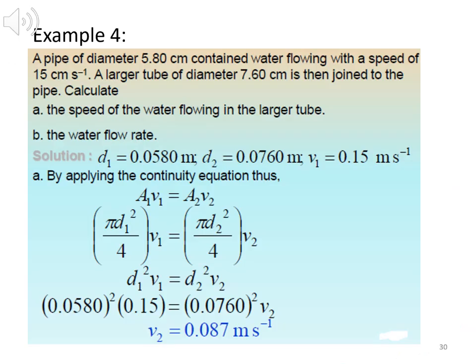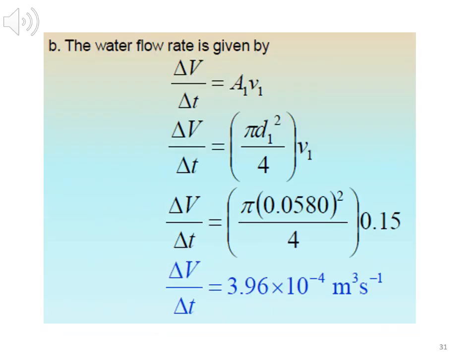Example 4 shows a pipe of diameter 5.80 cm containing water flowing with a speed of 15 cm per second. A larger tube of diameter 7.60 cm is then joined to the pipe. Calculate the speed of the water flowing in the larger tube and the water flow rate. Hence, by applying the continuity equation A1v1 equals A2v2, you will get the velocity or speed in the larger tube. While the water flow rate is given by ΔV over Δt, hence substitute all the information given to get the answer.